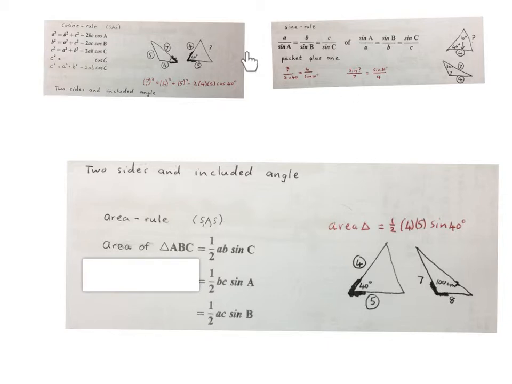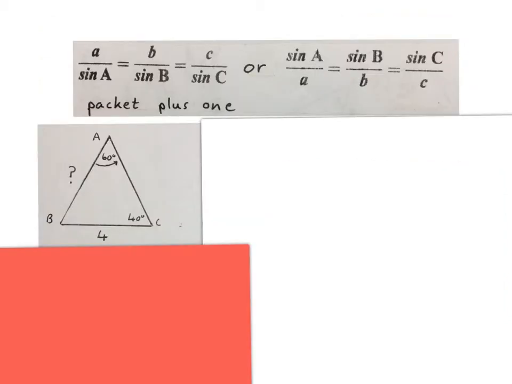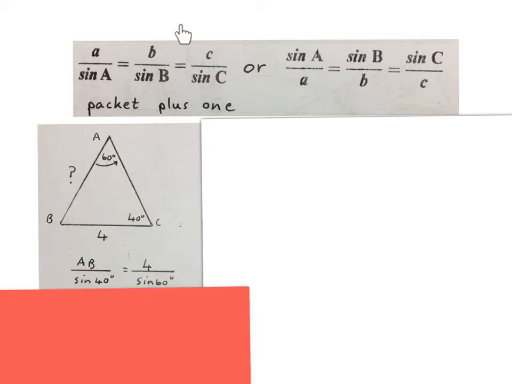Now let's put all of this into action. Now I'm going to do 3 questions involving the sine rule. They gave me this triangle, and I can see I've got an angle over there, 4 opposite it, so I've got my pocket plus 1. You may use this set of ratios or this set of ratios. Both will work, but if you want to work out a side it's better to use the ratios where the sides are at the top, which is what I did. I wrote here AB, which I want, over sine 40 is equal to my pocket 4 over sine 60.